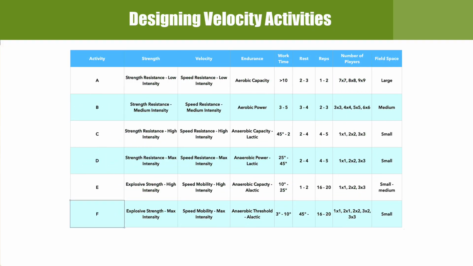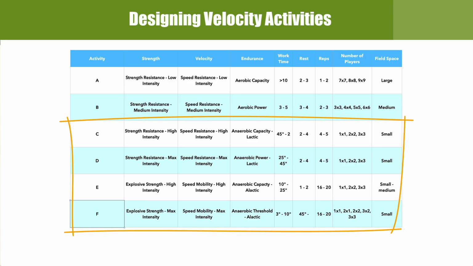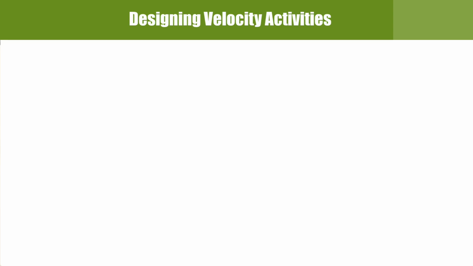What about the global and conditional methods? From the activities table, which will create the greatest change of direction? That's right. Activities C, D, E, and F can all be used to develop agility.